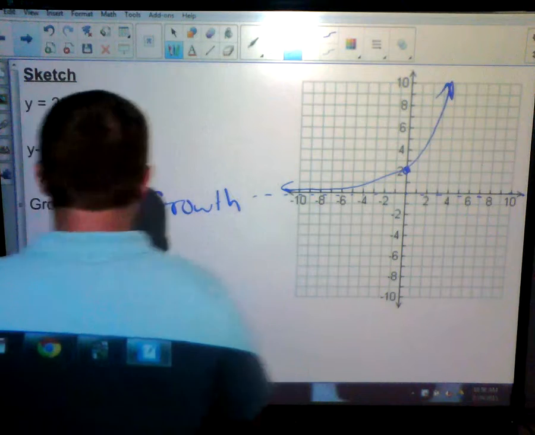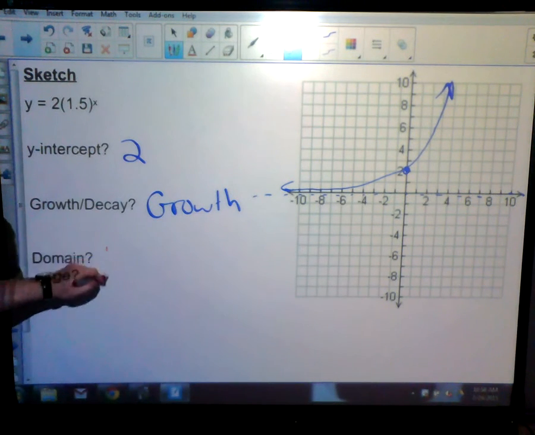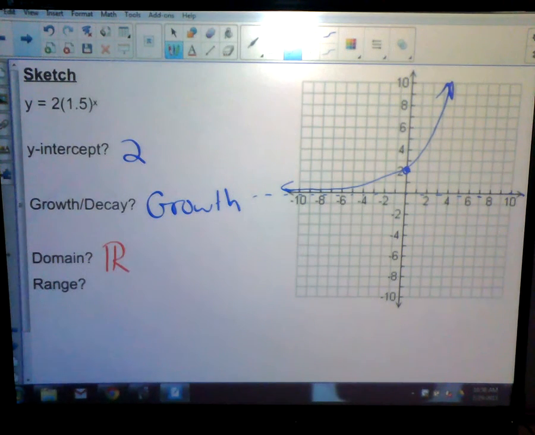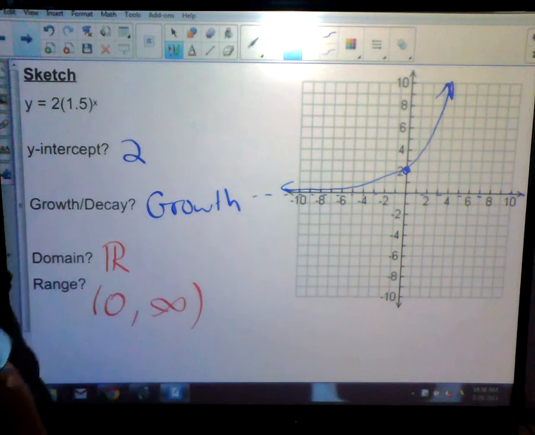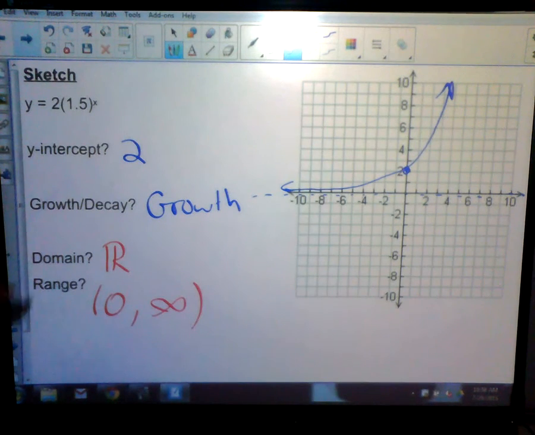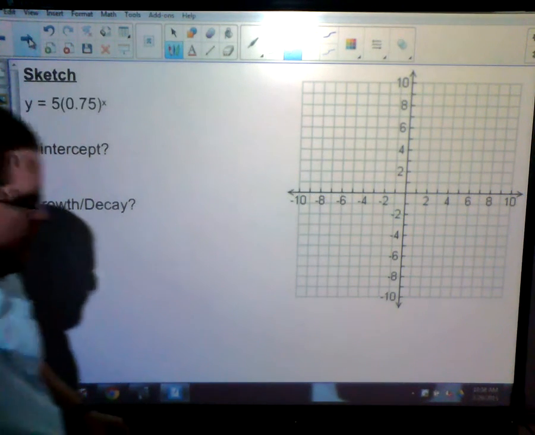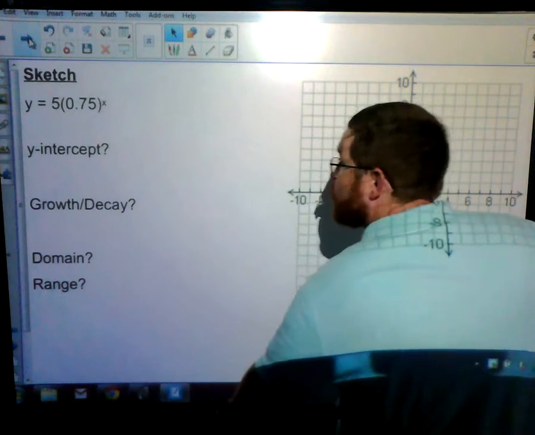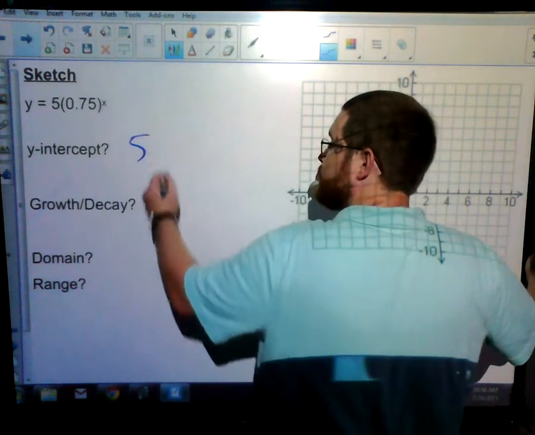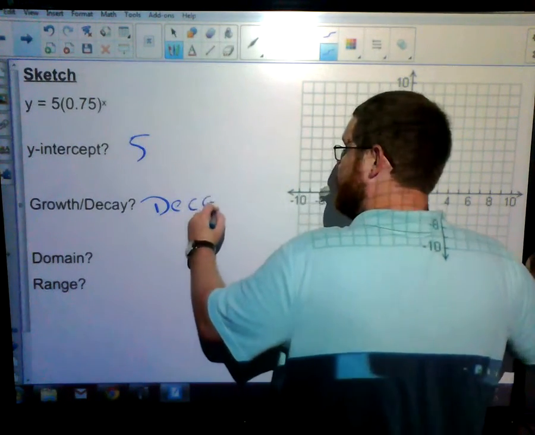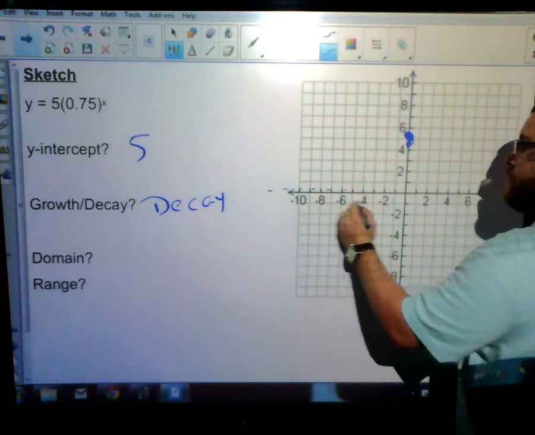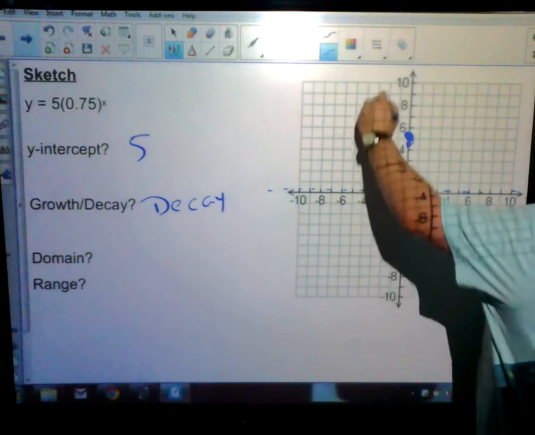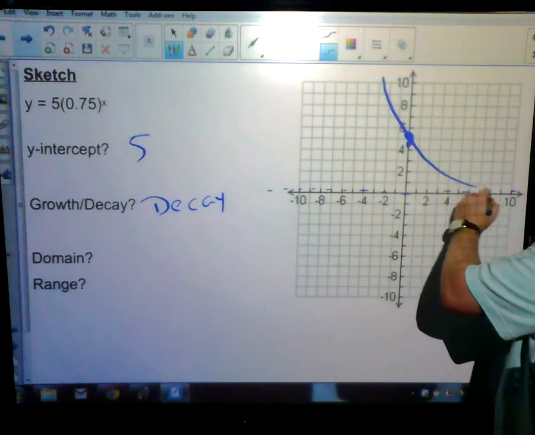What's the domain? Well, it goes left and right forever, so it's all real numbers. What's the range? 0 to infinity, because the bottom is 0, but it doesn't touch 0, so I can't include 0. It's parentheses. How about this one? Your y-intercept is 5. It's decay because it's less than 1. So I put a dotted 5 and an asymptote. And then I sketch a decay graph going down.